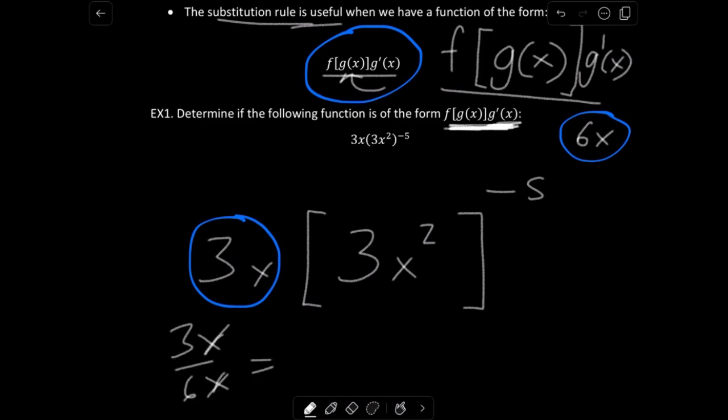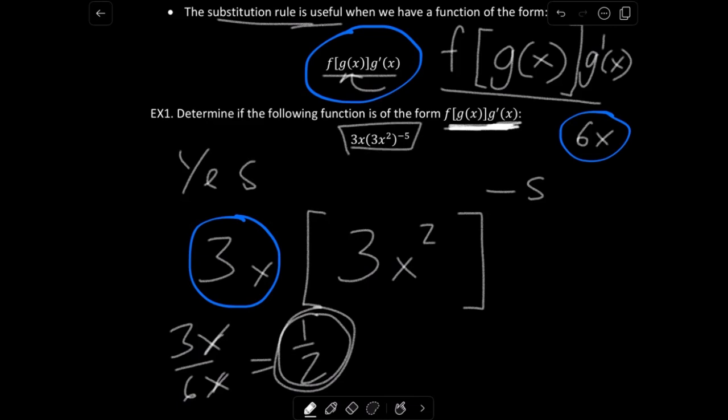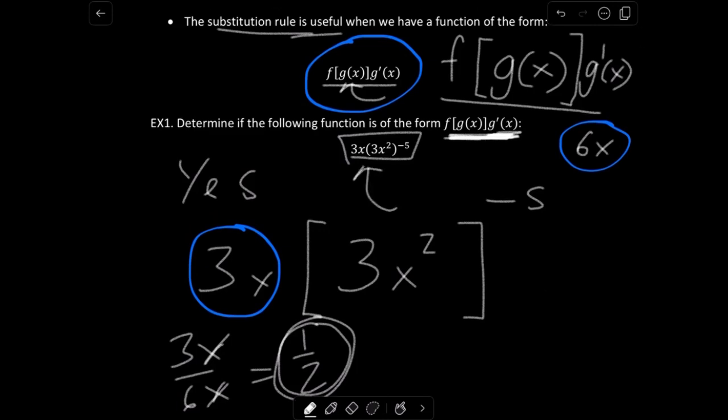This is equal to 3 over 6, which is a half. Is this a constant number that does not involve a variable? Yes, it is. Okay, it's half, and that's what we want. So yes, the answer to this question is yes. This function here is of the form f of g of x times g prime of x. Hence, you would be able to use the substitution rule to integrate that.